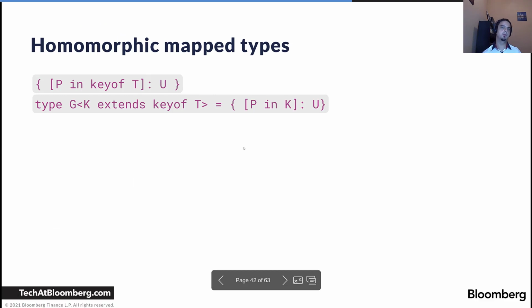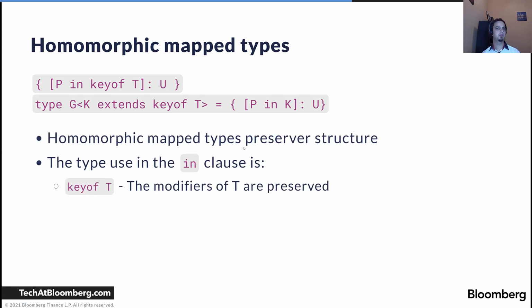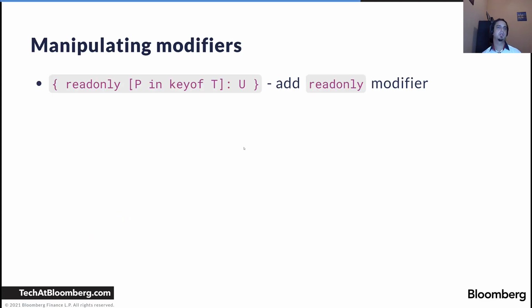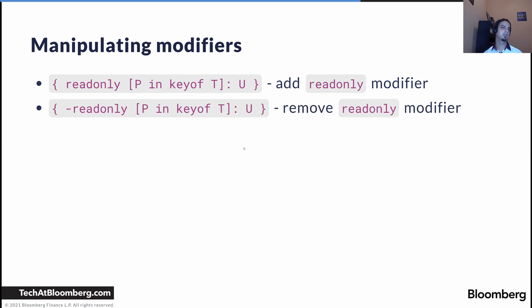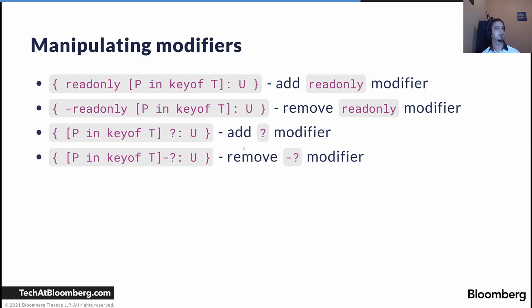So a quick recap of what we saw. We saw that some mapped types preserve structure, and these are called homomorphic mapped types, and that they are dependent on the syntax we use for mapping. If we map over keyof T, that means that we preserve the modifiers of T, or if we map over a type parameter, where the type parameter is constrained to be keyof T, then again the modifiers of that type are preserved. We can also manipulate modifiers. We can add the read-only modifier by specifying it in front of the mapping expression. We can remove it by using minus read-only in front of that mapping expression. We can also add the optional modifier by adding a question mark after the mapping expression, and we can remove it by using minus question mark.